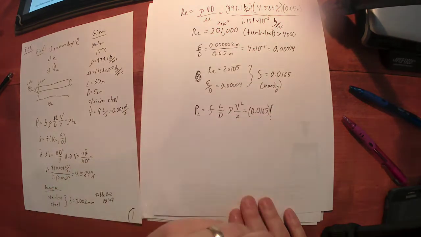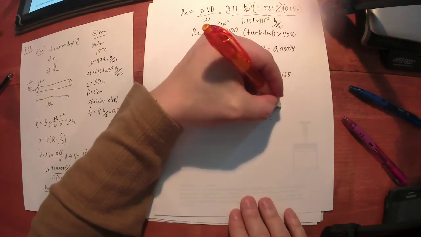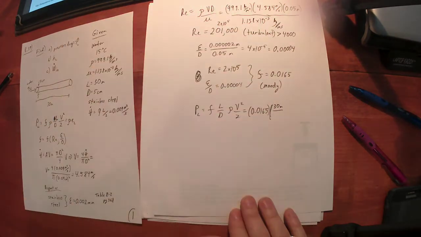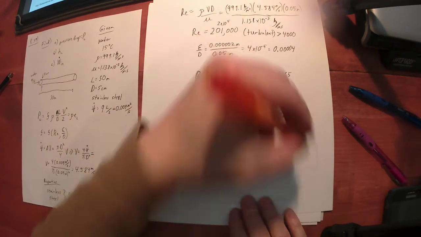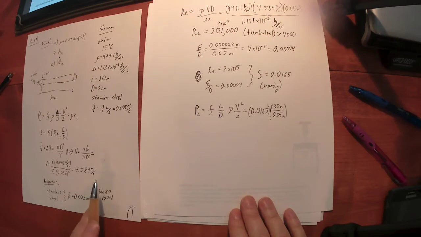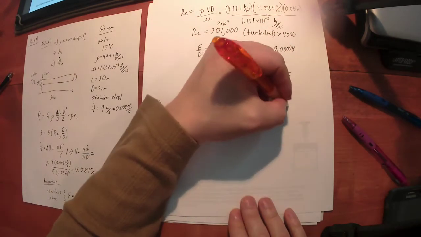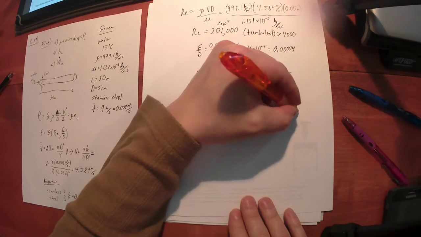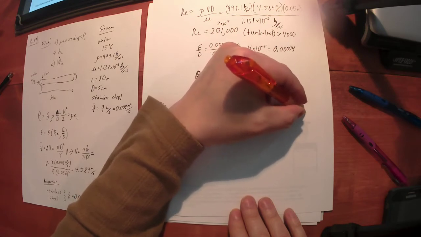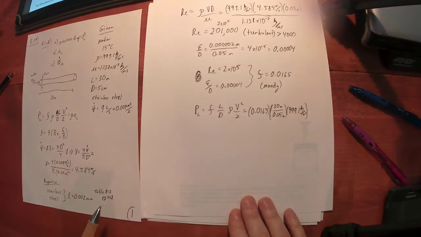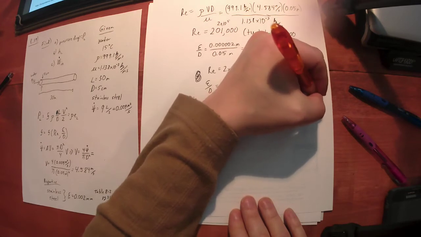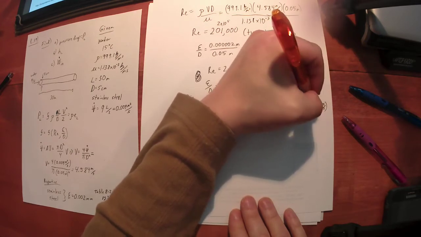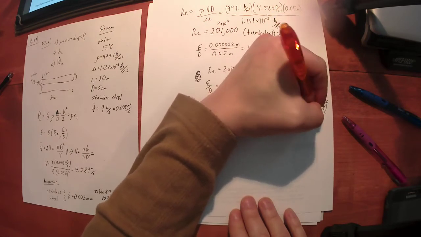L over D, we said it's a 30-meter pipe divided by 5 centimeters, so it's 0.05 meters. Density we said was 999.1 kilograms per meter cubed. We found the speed to be 4.584 meters per second. That's going to get squared and divided by 2.